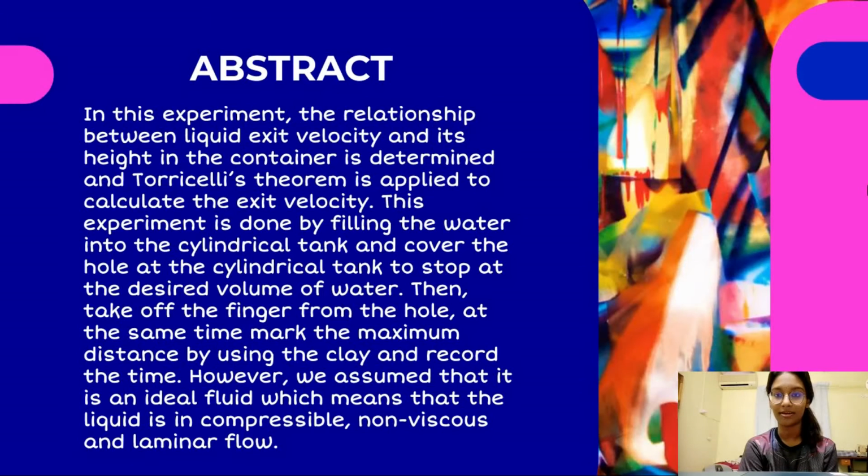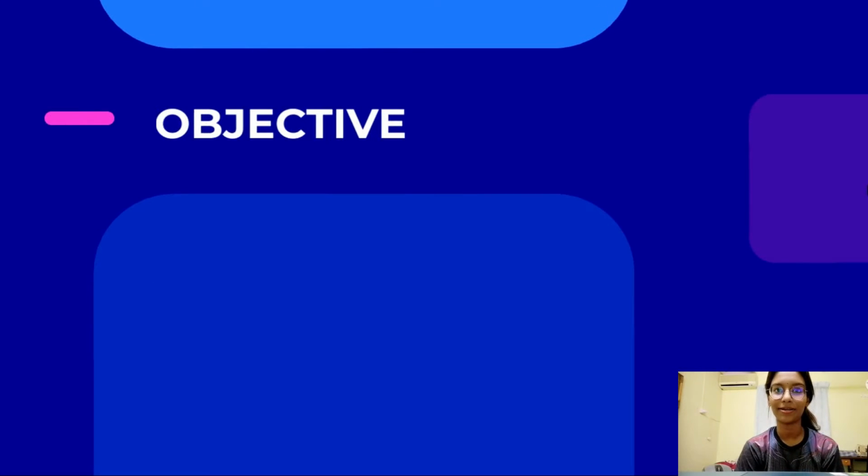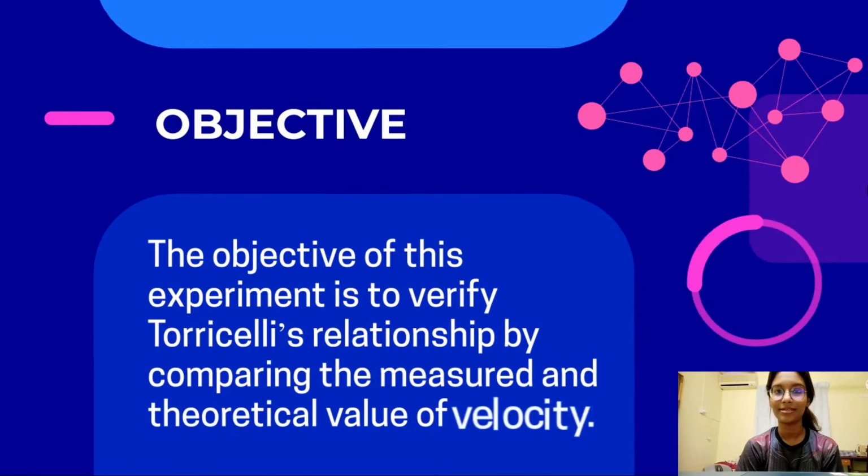However, we assume that it is an ideal fluid, which means that the fluid or liquid is incompressible, non-viscous and laminar flow. So next is the objective, whereby the objective of this experiment is to verify Torricelli's relationship by comparing the measured and theoretical value of velocity.